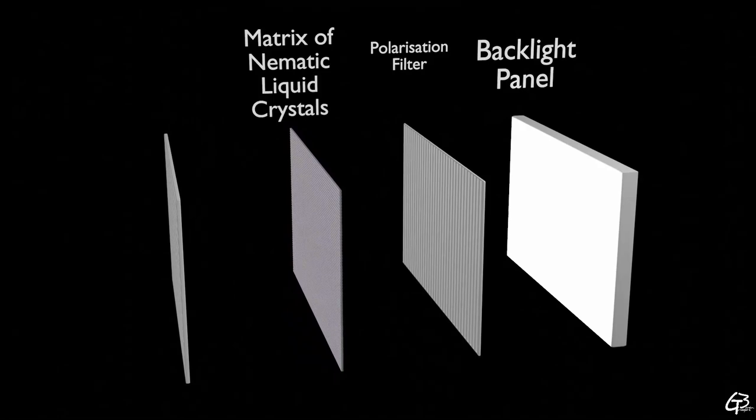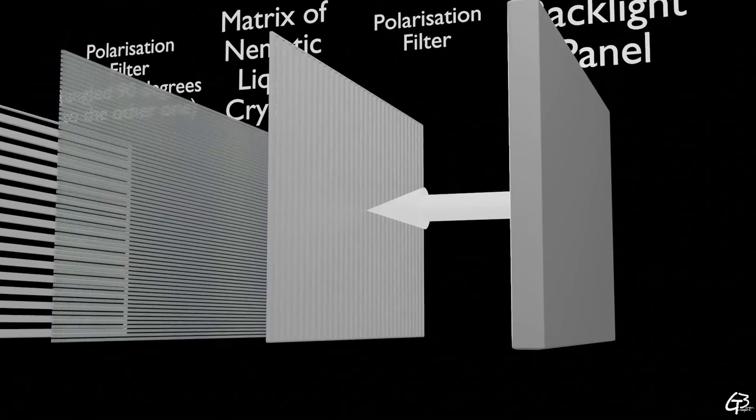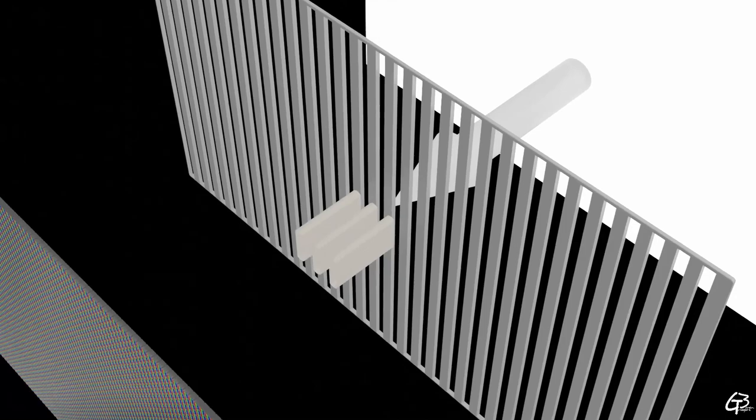Each LCD screen is basically made of four key components. The first one is the backlight panel. It's the source of an actual solid light which illuminates the screen from behind and kicks in as soon as the screen is being turned on. The light from this panel passes through the next component, which is a large screen-size polarization filter. Light, when it passes through this polarization sheet, gets polarized under a certain angle.